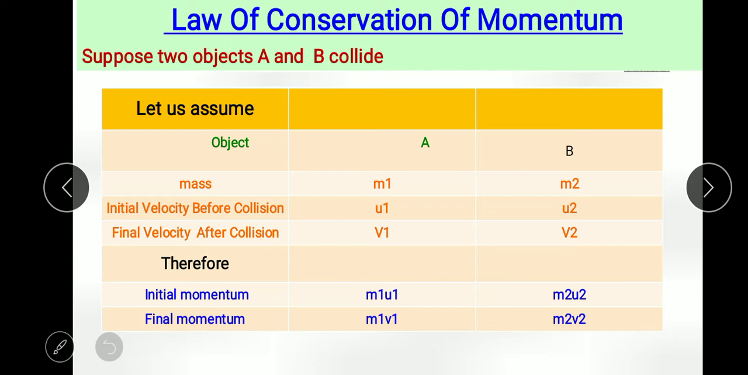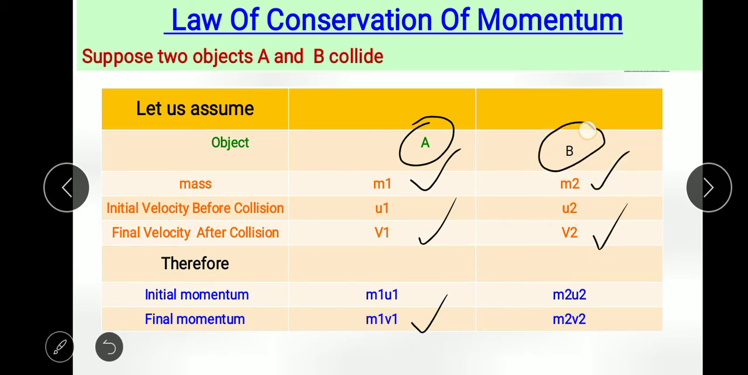Now let's continue. When we talk about final momentum, again the formula is the same, mass into velocity, but we'll take the final velocity this time. So for final momentum, the formula is mass into final velocity. We'll get the final momentum for object A as m1 v1, and the final momentum for object B as m2 v2.